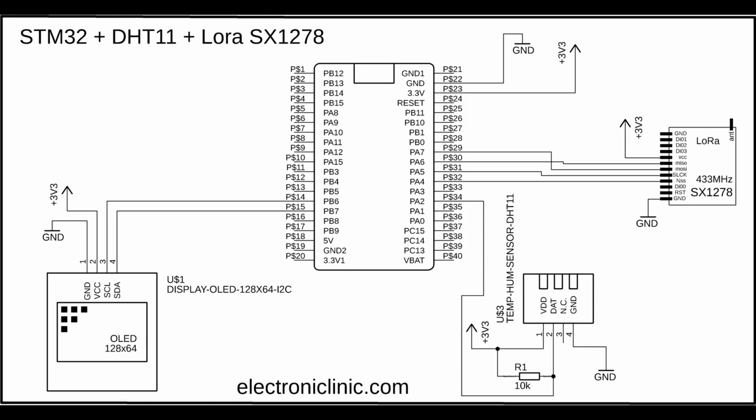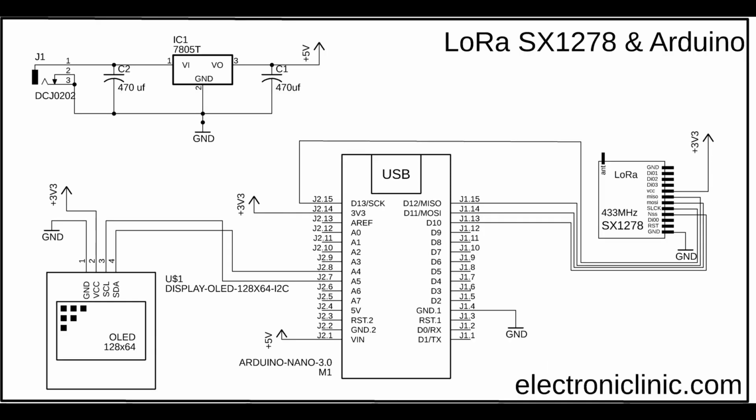Now let's take a look at the receiver side circuit diagram. The VCC of the LoRa module is connected with the 3.3 volt of the Arduino. The MISO pin of the LoRa module is connected with the Arduino pin 12. The MOSI pin is connected with the Arduino's pin 11. The SCLK pin of the LoRa module is connected with the Arduino's pin 13. The NSS pin is connected with the Arduino's pin 10, and the ground pin of the LoRa module is connected with the Arduino's ground.